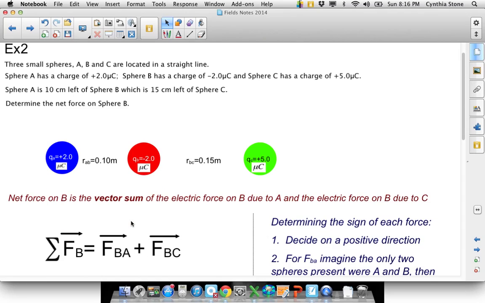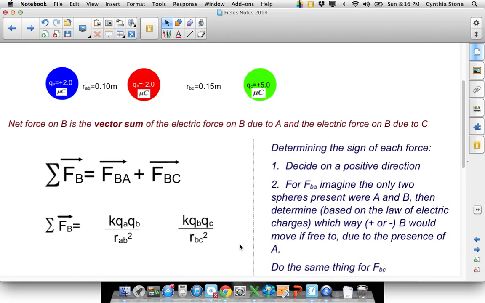Well, what you do, it is a vector sum, right? So the net force on B will be the net force on B due to this one, plus the net force due to this one. And they're vectors, so it's not just adding numbers. We have to, in this case, take into consideration the signs.